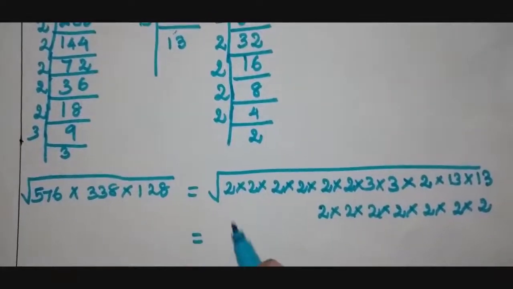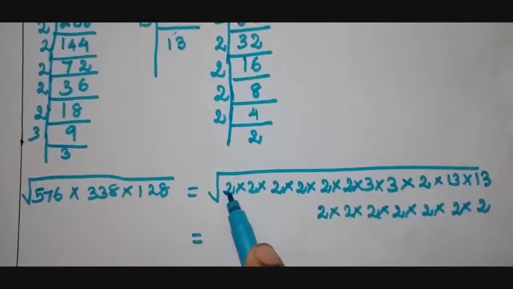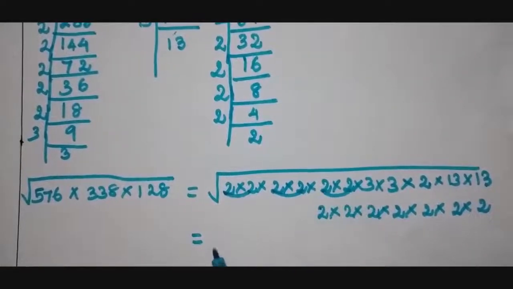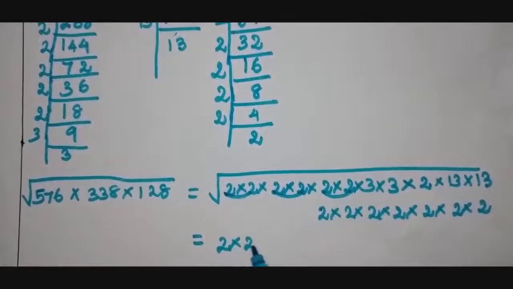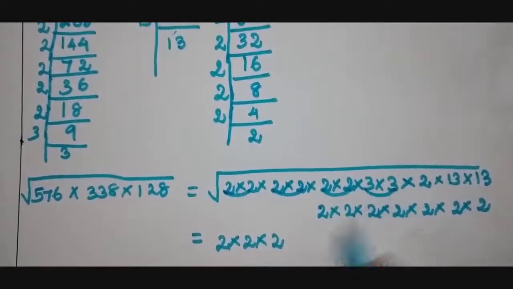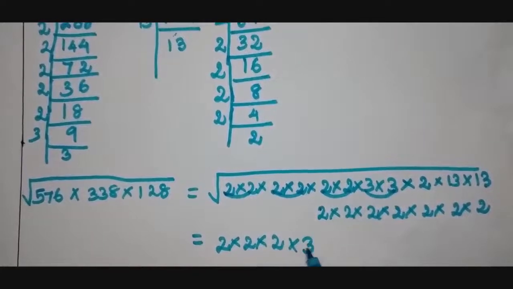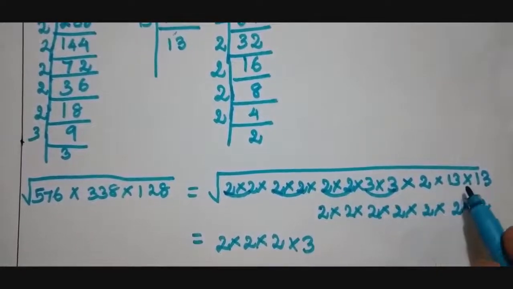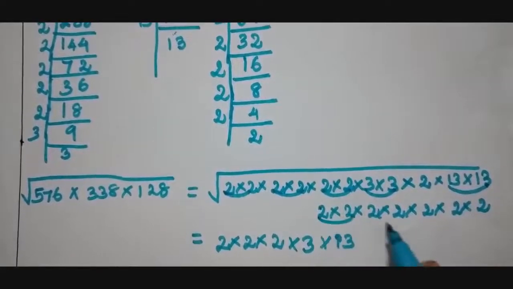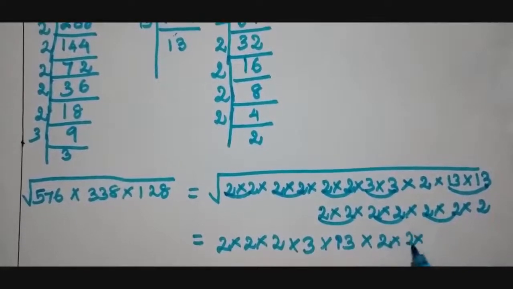So based on the method, we have to take one number from each pair. So 3 times of 2, then from this pair we have to take one 3 outside. Keep these 2 as such. From this 13, take one 13 outside. And from this 2, 2 into 2 into 2.